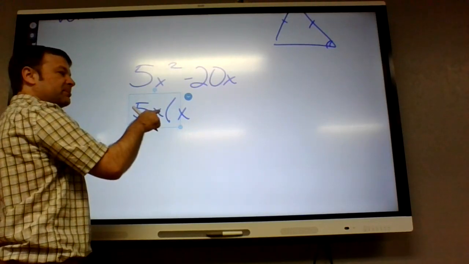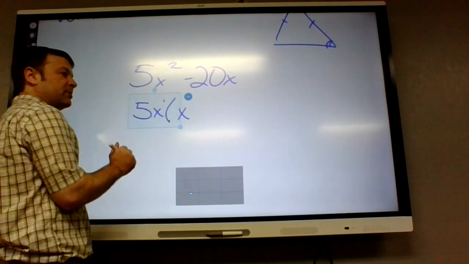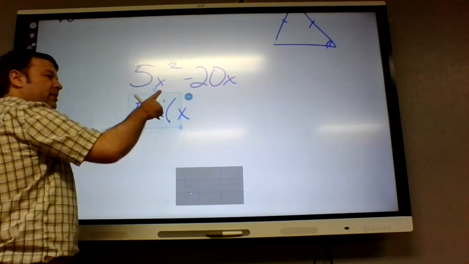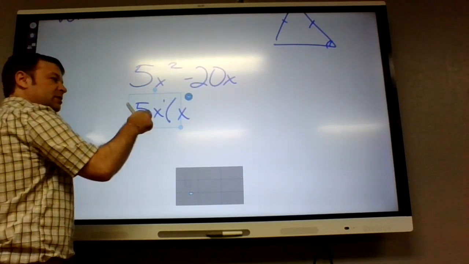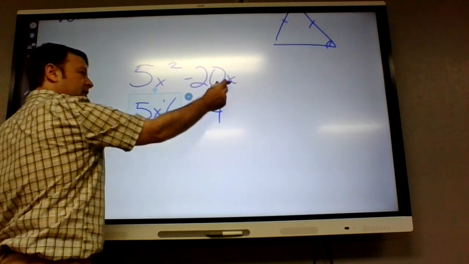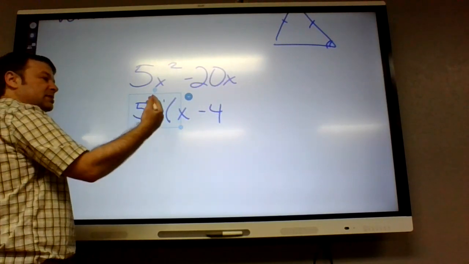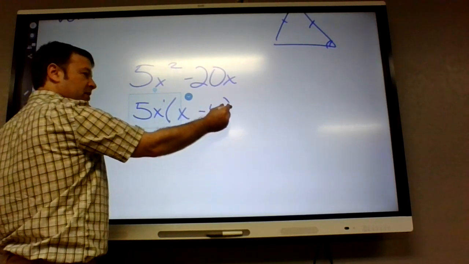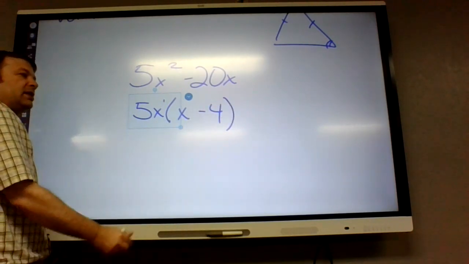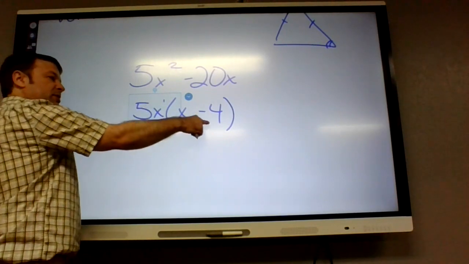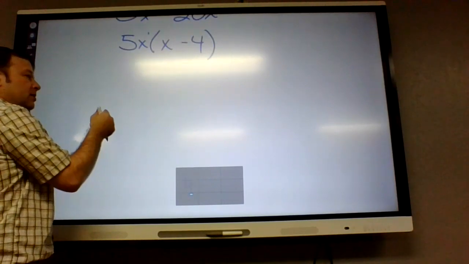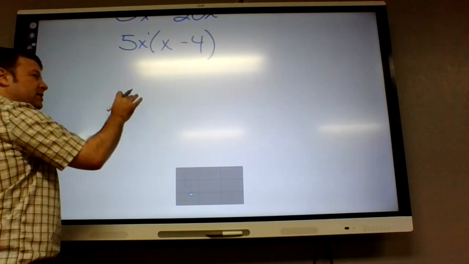Basically, you subtract the exponents. Invisible 1 exponent. 1x is just x. Negative 20 divided by 5 is minus 4, and then x divided by x is 1 times 4 is 4, so just the x's go away. If I distributed this out, what should I get? 5x squared minus 4. That. We're not really doing much of that today.